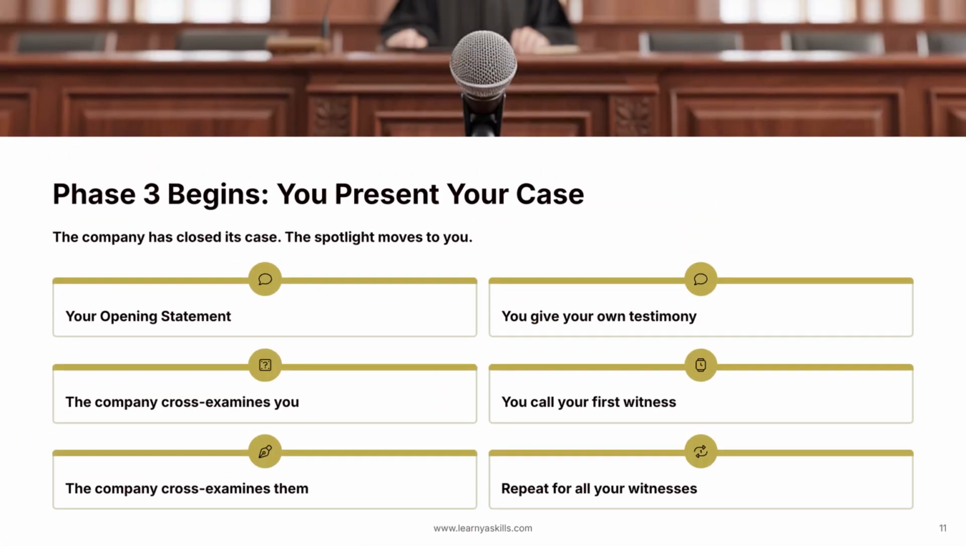Once the company has called all its witnesses and formally closed its case, we enter phase 3. The spotlight and the steering wheel are now handed to you. The process here mirrors the company's case exactly, which keeps it fair. You will give an opening statement, then you will give your own testimony, and the company will cross-examine you. Then, you will call your witnesses, and the company will cross-examine them.